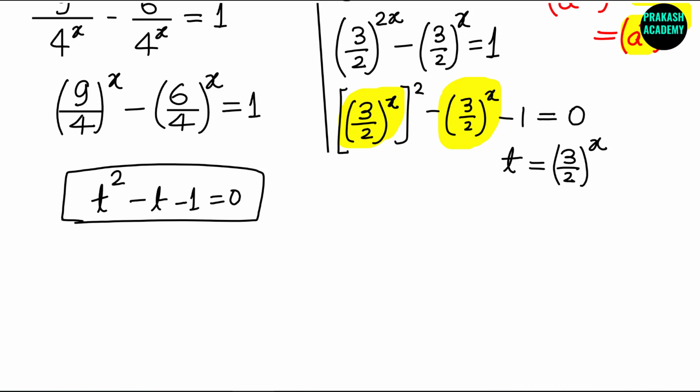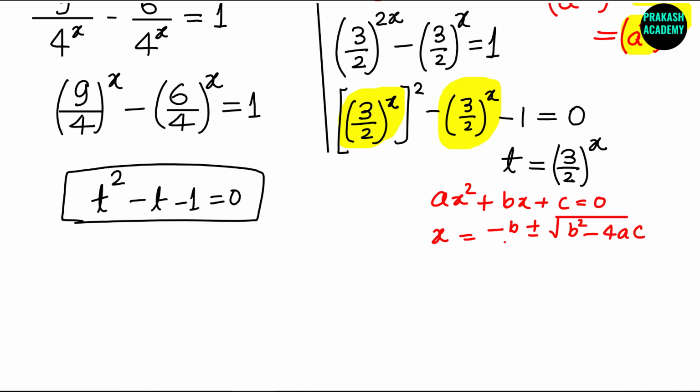And you remember, if we have ax square plus bx plus c equals 0, that is a quadratic equation, the root of this equation is minus b plus or minus square root of b square minus 4ac, all divided by 2a.